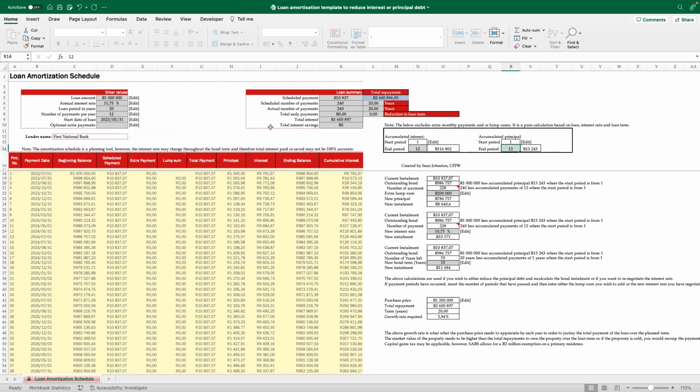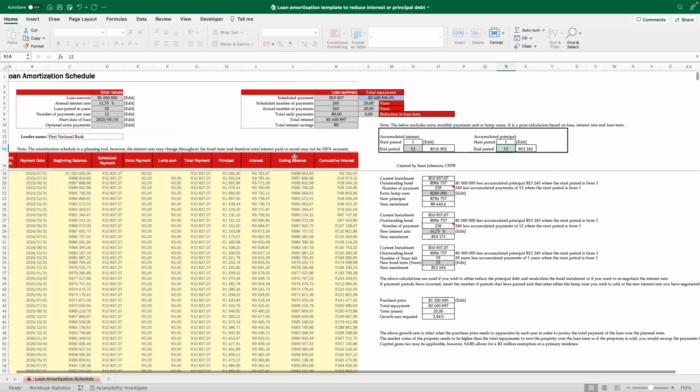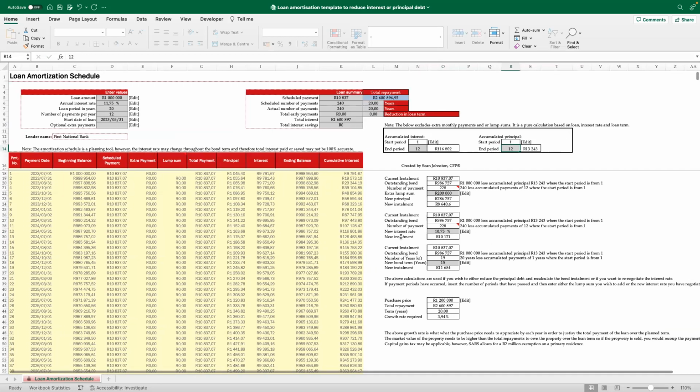Just note, this is independent from this calculator. So it's not going to take this amount here and rebalance it into this. This is just purely to show you the impact of reducing your principal portion, reducing your interest rate, and then the last one here is reducing your bond term. So if 12 months is paid, there's 19 years left.